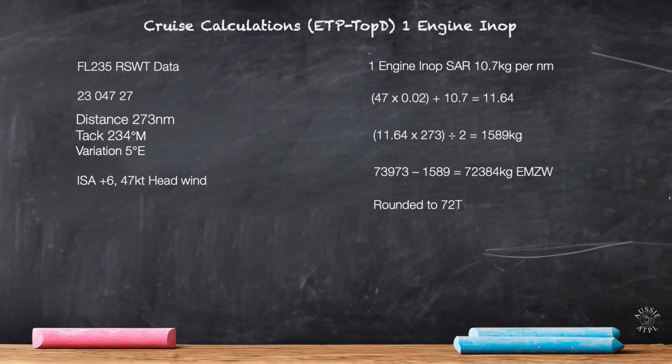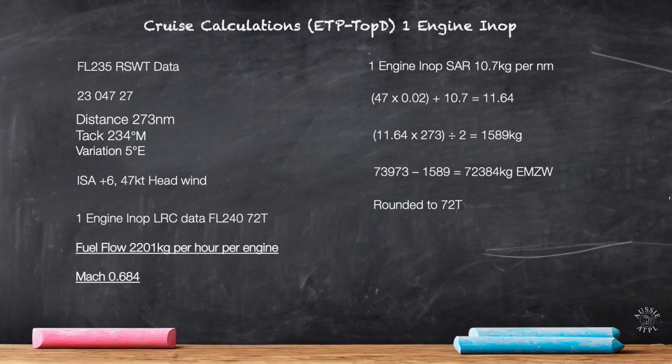Now if you head to page 5-11 of the 727 handbook, you'll find your one engine inoperative long range cruise data. So we're looking for flight level 240 at 72 tons. That'll give you a fuel flow of 2,201 kilos per hour. That's per engine. We're only going to have 2 of these engines now that one of them's failed. And a Mach number of 0.684. As it's long range cruise, the Mach number will vary depending on weight and altitude.